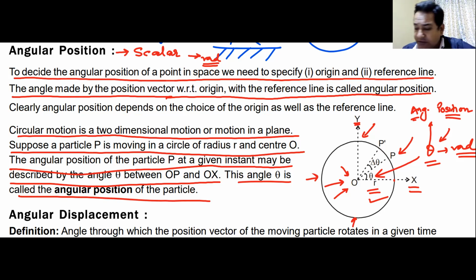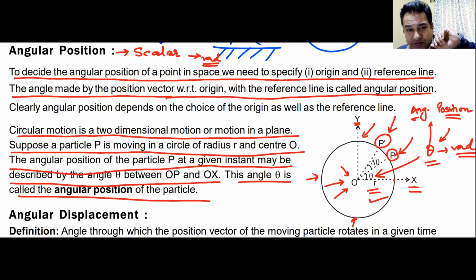Okay, angular position, same as position vector. Now see, this particle is moving in a circular path, its position is going to change. At one point, the position was P. At some other point, the position would be P dash. The position has changed. Particle has moved. Particle has been displaced. Displacement vector, change in position vector. Position vector has changed. The particle has displaced. That was displacement vector.